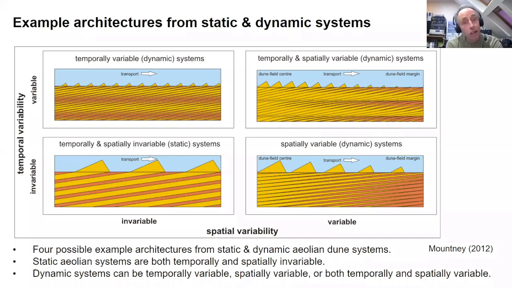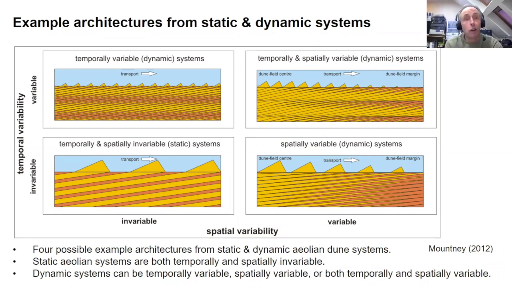With the other examples, we can vary the size of the dunes from the center of a dune field to its margin, so the dunes get smaller. That's the bottom right example. Or we can vary the size of the dunes over time, and we can also allow the dunes to climb at different angles over time as well. And so we get systems that can be spatially or temporally, or sometimes both, variable.